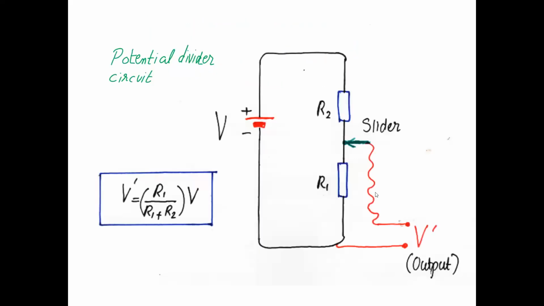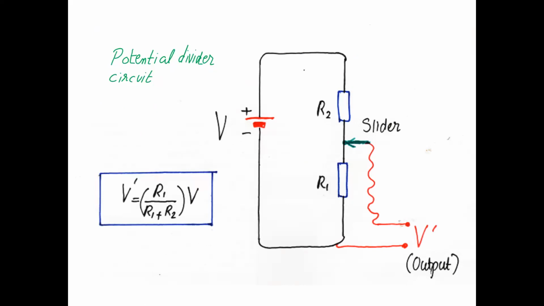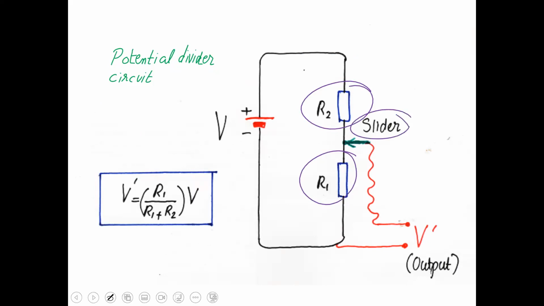Now, this is the formula potential divider circuit. Look at the two resistors. There are two resistors I have shown, R1 and R2. Look at this diagram, R1 and R2, and this is the slider. I have just shown you how a slider looks.